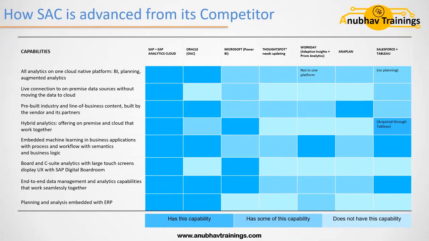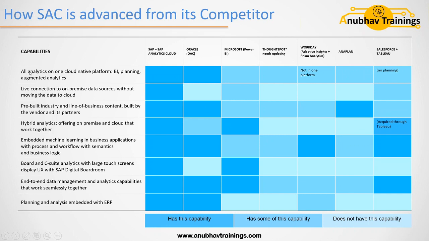This is the one. How SAC is advanced as per its competitors. So you see this different coloring, and guys, this is built by SAP Analytics Cloud only. This is actually a heat map chart, which I built using SAC only. This whole thing. So see, the darker the color, the higher the capability. So has this capability, has some of this capability, does not have this capability.